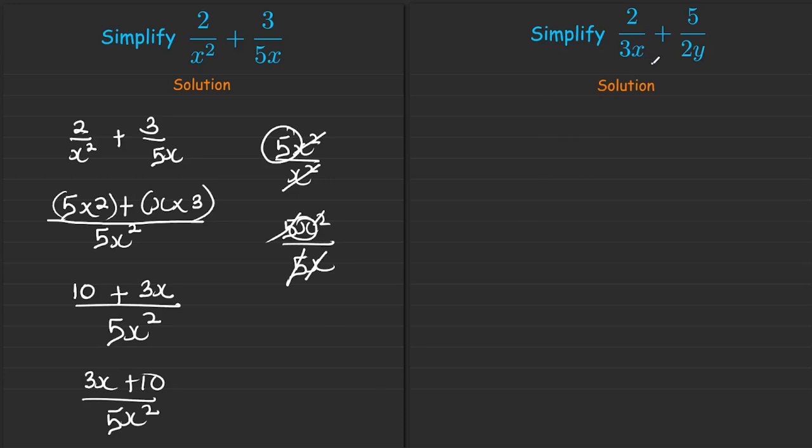So in this last example, you realize that our variables are not the same. We have 2 over 3x, then plus 5 over 2y. And for the numbers, we have 3 and then 2. The LCM of 3 and 2 is 6. So we put our 6 here. And since the variables are not the same, all we need to do is to make sure they are all present in our LCM. So our LCM becomes 6xy.